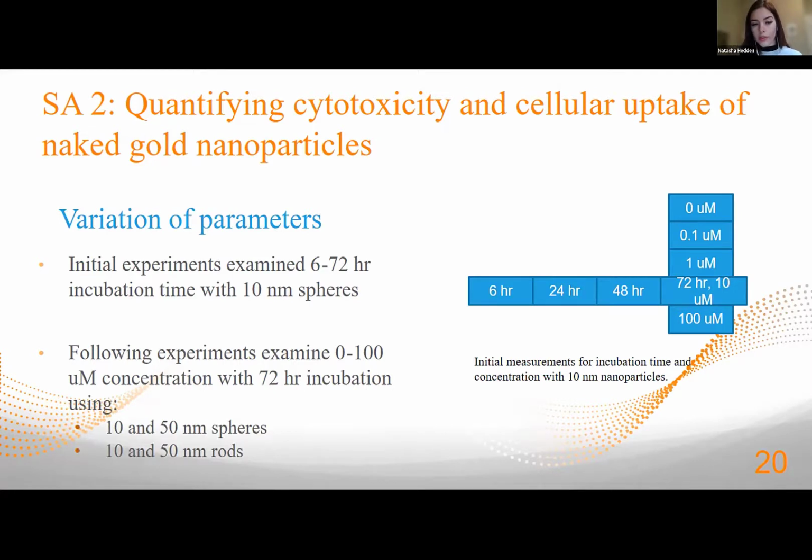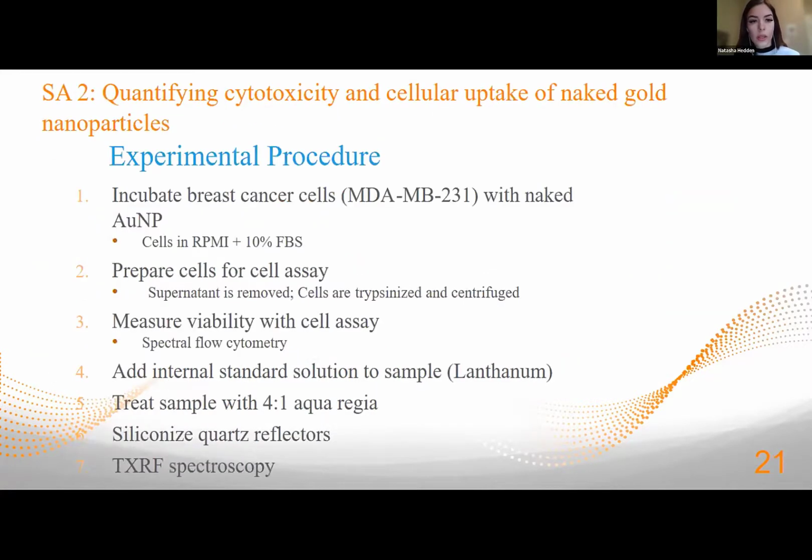And we are trying to examine those trends in toxicity. So the following experiments will examine a concentration ranging from 0 to 100 micromolars with a 72-hour incubation time. And we want to look at both 10 and 50 nanometer spheres and 10 and 50 nanometer rods. Next slide, please. So here, essentially, we have a summary of the procedure.